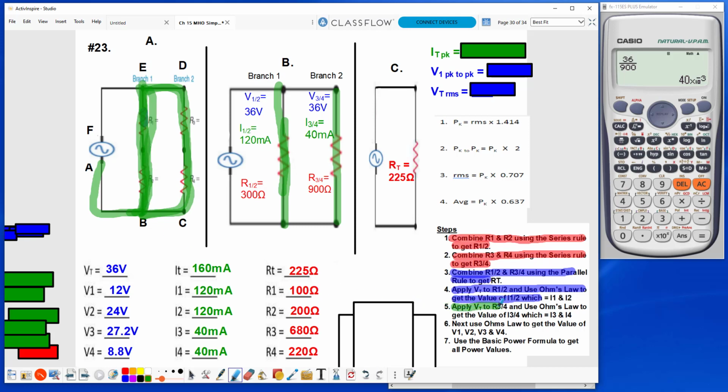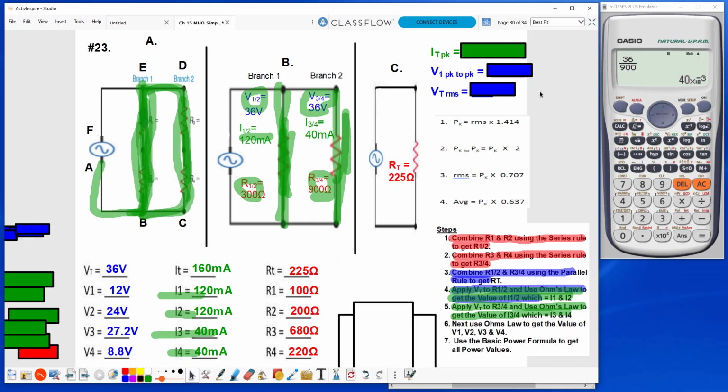So you apply the VT to R34 and use Ohm's law to get the value of I34. You apply VT to R12 and use Ohm's law to get the value of I1 and I2. The main point is, as long as you apply VT across the value of resistance that you came up with by adding R1 and 2 together, and then here you have the value of R3 and 4 added together, that will give you the current flow through each branch, and that tells you how much current will flow through I1 and I2 right here, 120 milliamps, through I3 and I4, 40 milliamps.